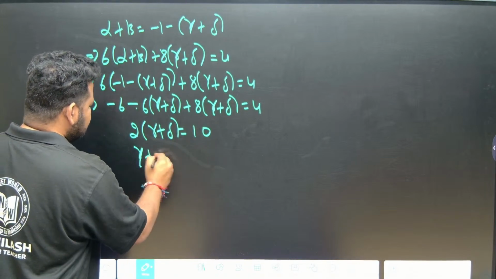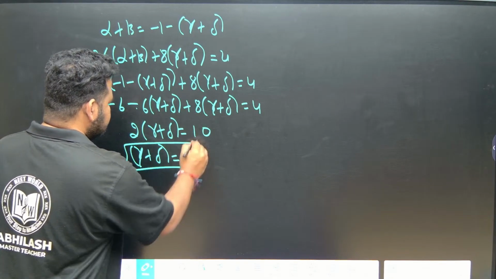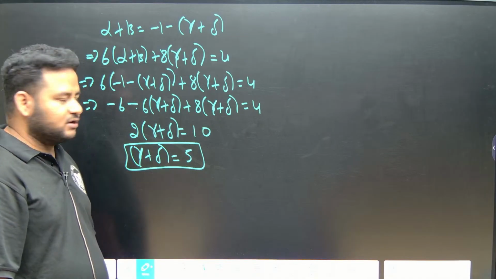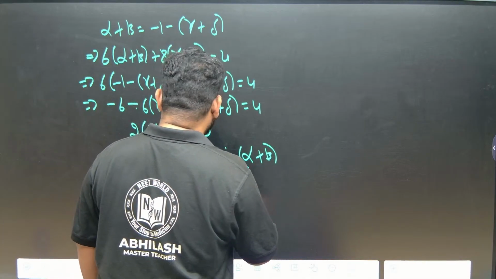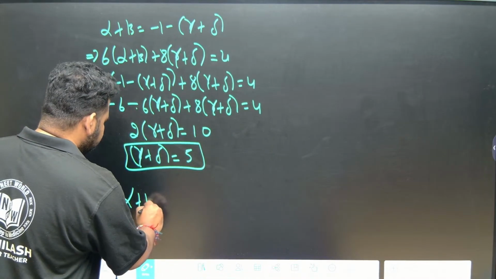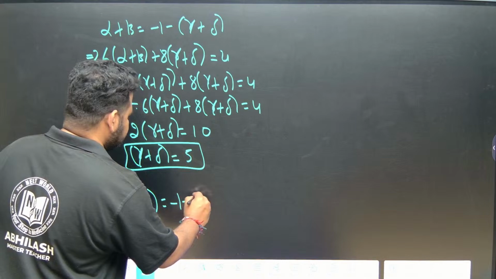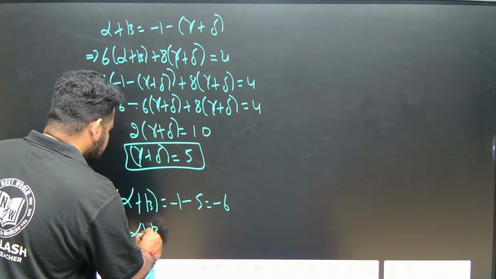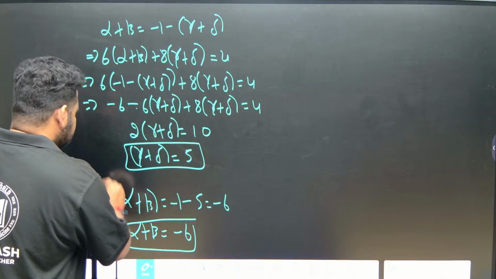So gamma plus delta is equal to 10 by 2, that is equal to 5. Gamma plus delta we got as 5. Therefore alpha plus beta will become equal to minus 1 minus gamma plus delta, which is 5, correct? So this will become minus 6. So alpha plus beta will become equal to minus 6. So we got it, correct?